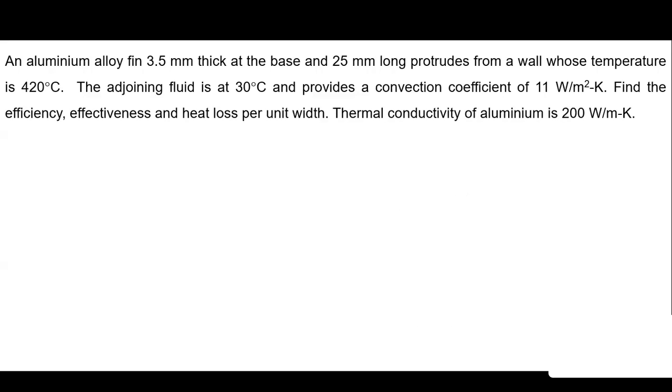We'll go for the third. An aluminum alloy fin 3.5 millimeter thick at the base and 25 millimeter long projects from a wall whose temperature is 420 degrees Celsius. The adjoining fluid is at 30 degrees Celsius and provides a convection coefficient of 11 watt per meter square Kelvin. Find the efficiency, effectiveness, and heat loss per unit width. This is important here: unit width.